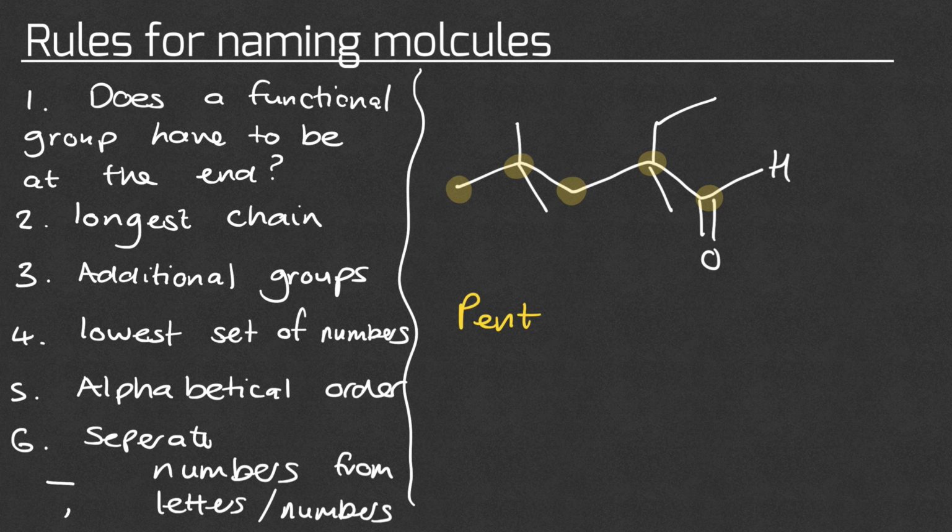This means the stem of the name is going to be pent. We've got an aldehyde group here, and we know that's on carbon 1 in the chain, and like with the carboxylic acid, if it's got to be at the end of the molecule, we're not going to add the number in because we already know it has to be at the end. So we use the suffix -al.